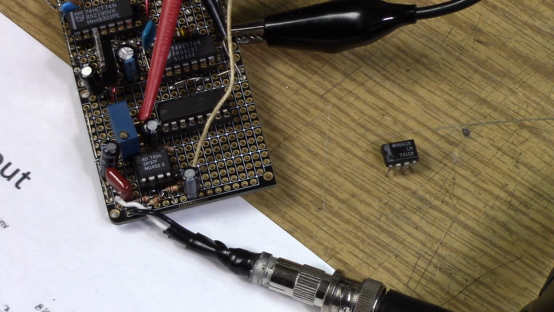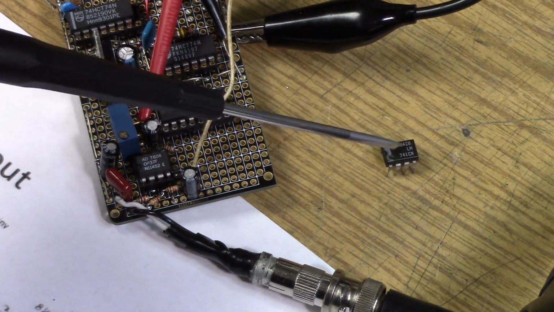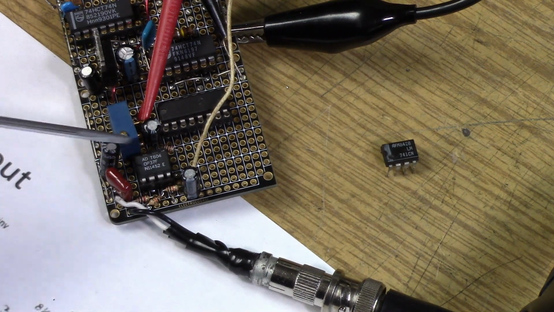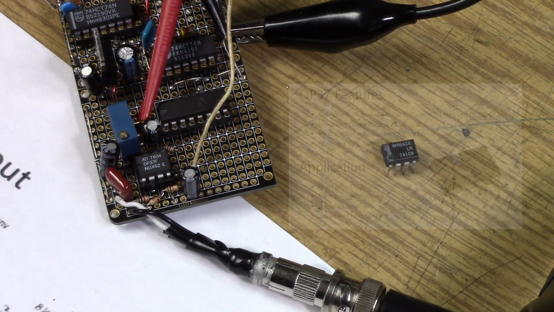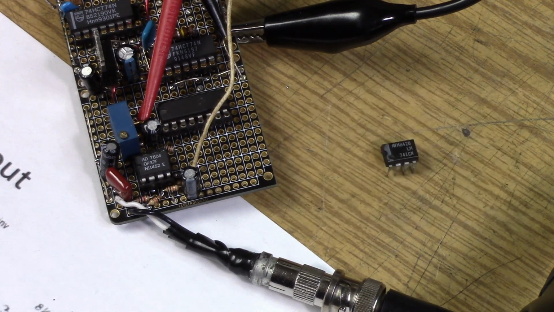And I substituted a different op amp for the 741. I put in an OP37. The OP27 or OP37 would both be appropriate. These are low noise bipolar op amps. And I did notice quite a difference in listening to the background noise. I didn't notice any difference in the fidelity, and probably as a microphone amplifier it wouldn't make much difference.